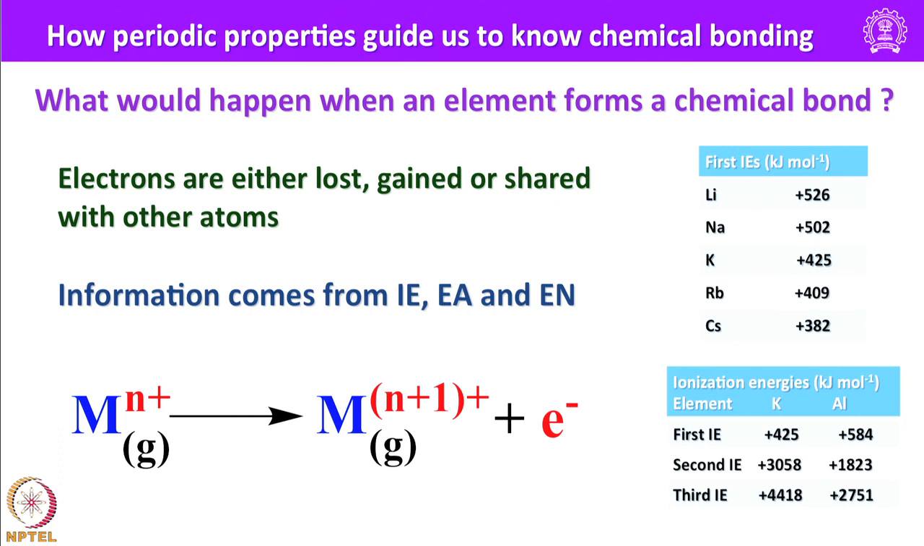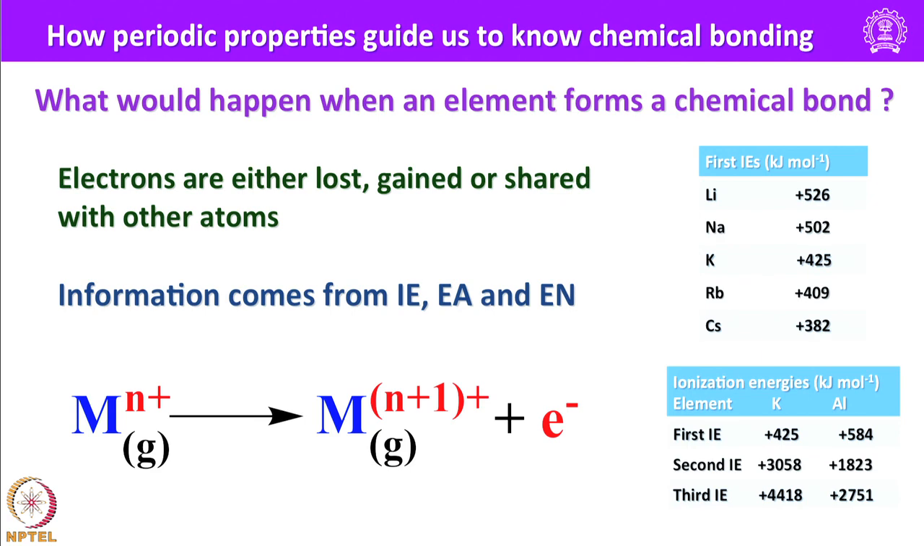For example, look into the first ionization energy of lithium, that is plus 526, and sodium it is plus 502. In case of potassium it is plus 425. In case of rubidium it is plus 409, and in case of cesium it is plus 382. So, certainly you can observe some trend. The trend is ionization energy is decreasing down the group.